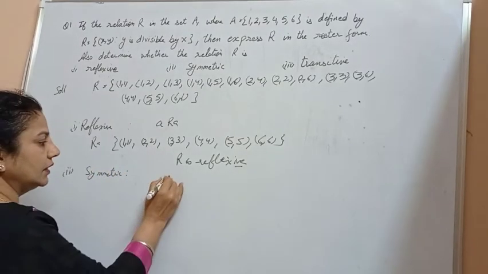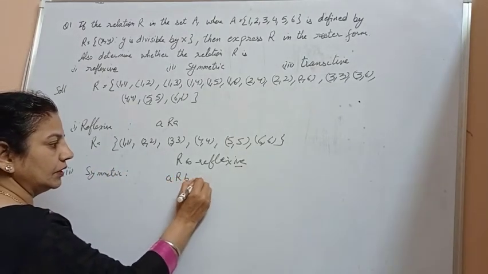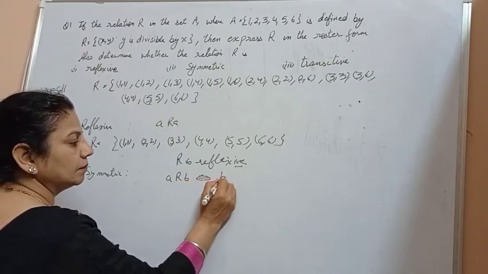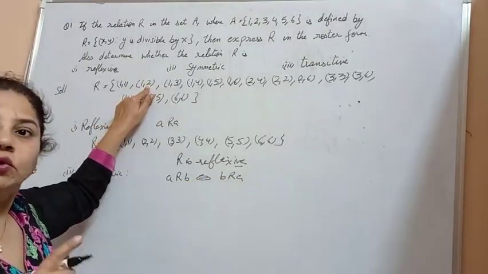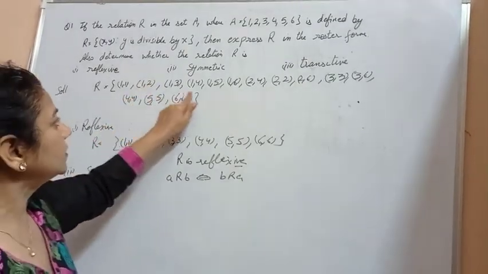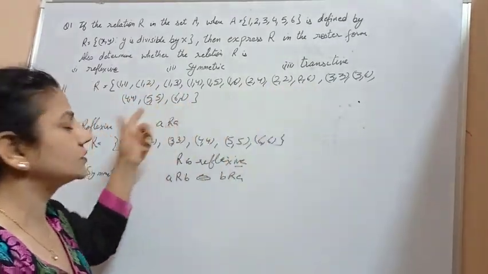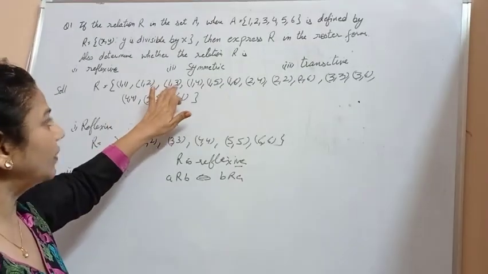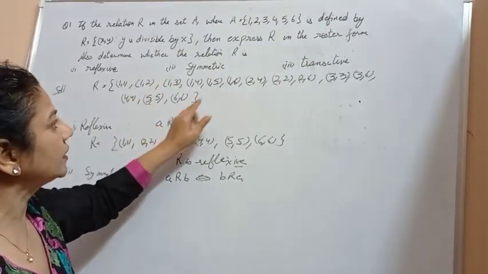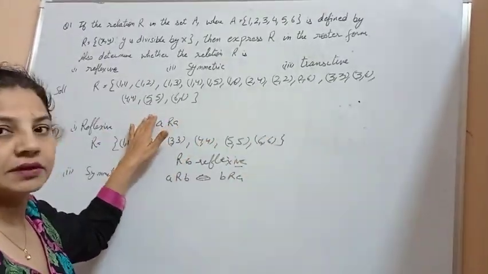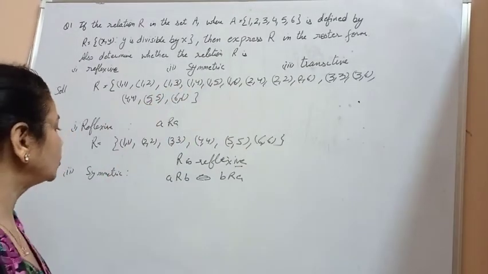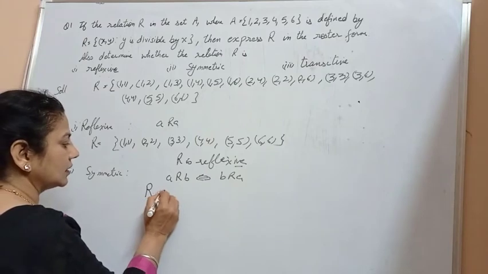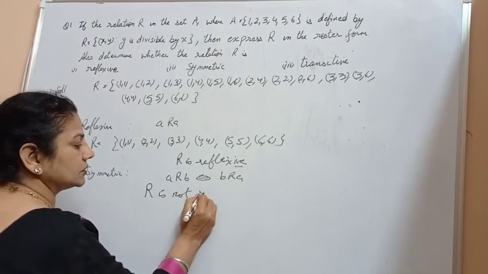For symmetric, we know that if A related to B, then it implies that B related to A. That means if 1,2 is there, then 2,1 should be there. Let us observe: no, there is no 2,1. If 1,3 is there, then 3,1 should be there, but there is no 3,1. 1,4 is there, 4,1 should be there, but we don't have it. So in this case, R is not symmetric.